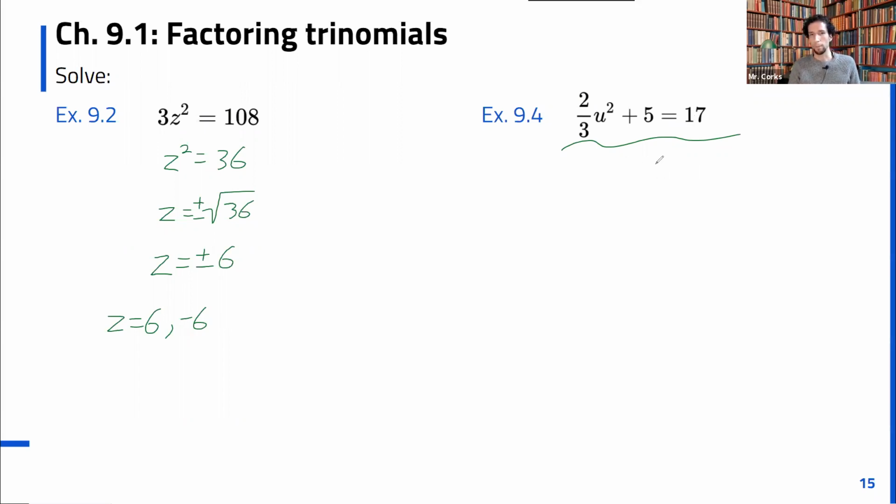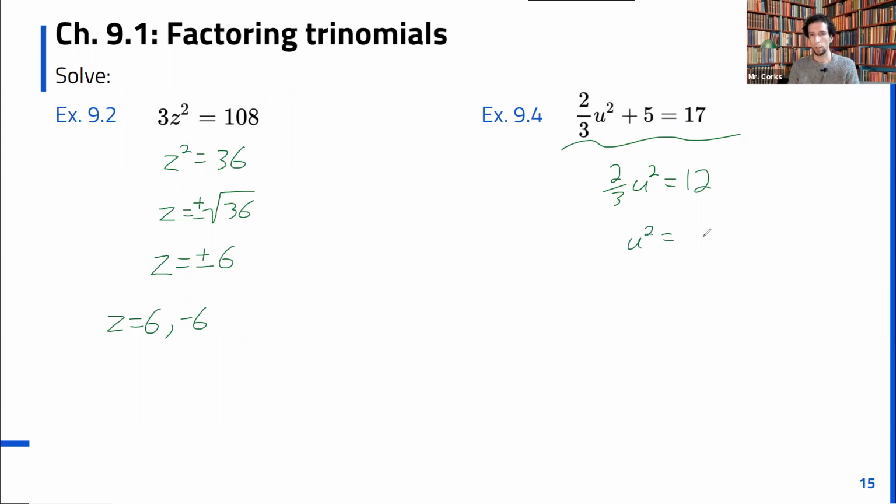What are we going to do first? Subtract 5, and then multiply both sides by 3/2. Okay, so we'll do those one at a time. Move the 5 over to the right, subtract 5 from both sides. So 17 minus 5 is 12. And then we are going to multiply both sides by 3/2 to get rid of this fraction here.